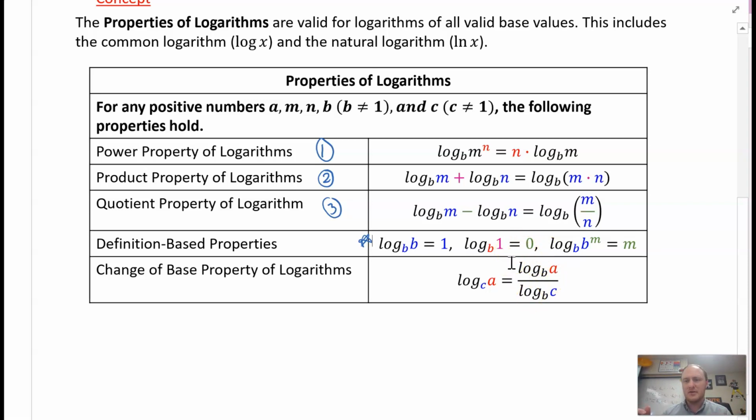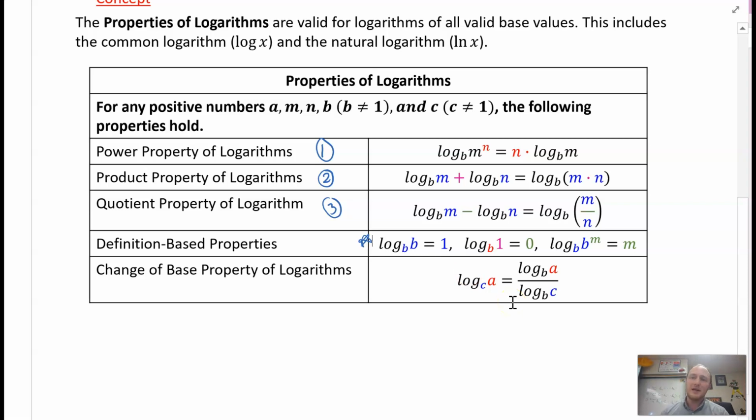That's like your x-intercept. If you imagine a logarithmic function, the intercept is at 1, so the output is 0. And then log base b of b to the power of m. This follows from our power property. I can bring down that m in front, and then utilizing our first definition-based property, that gives us m.